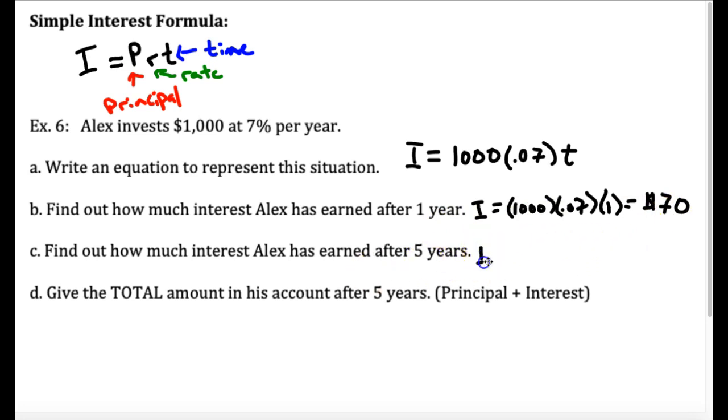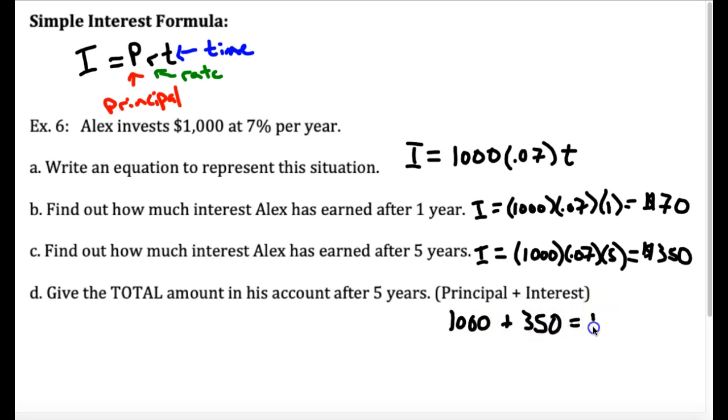Well, same idea after 5 years. Simple interest will be principal amount times 0.07 now times 5 years. So that will end up being 350. So then the last part just says, well, how much does he actually have in his account now after 5 years? So to do that, we would say, well, we're going to take what he started with, the principal, which was 1,000, plus how much interest he has accrued. So after 5 years, Alex has $1,350 in his account.